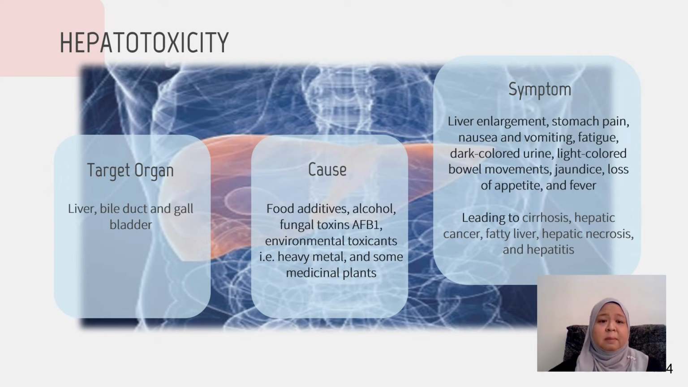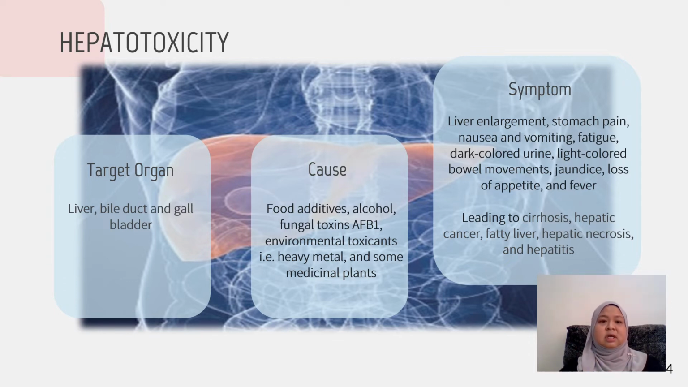Okay, the first one is hepatotoxicity. The target organ for hepatotoxicity is the liver. You can see from the word hepa, right? It's actually referring to the liver. And sometimes it can also happen in the bile duct as well as the gallbladder, due to the location of those target organs in the body.